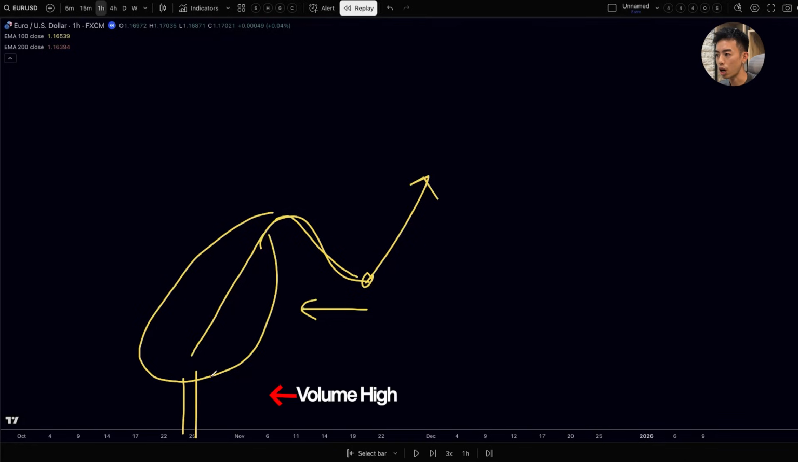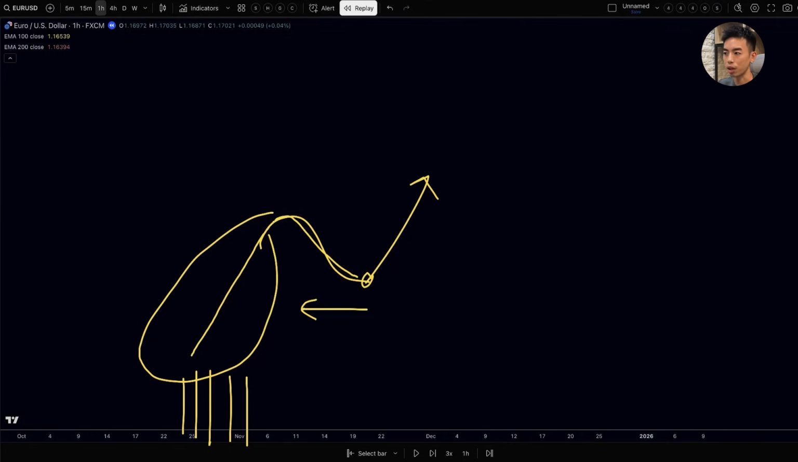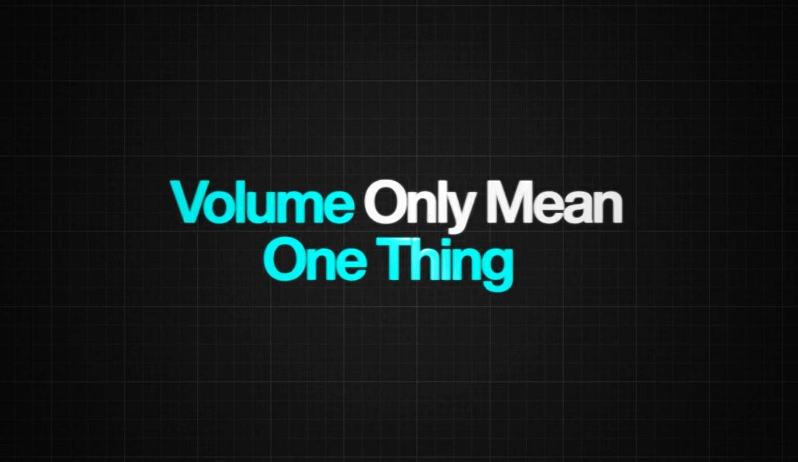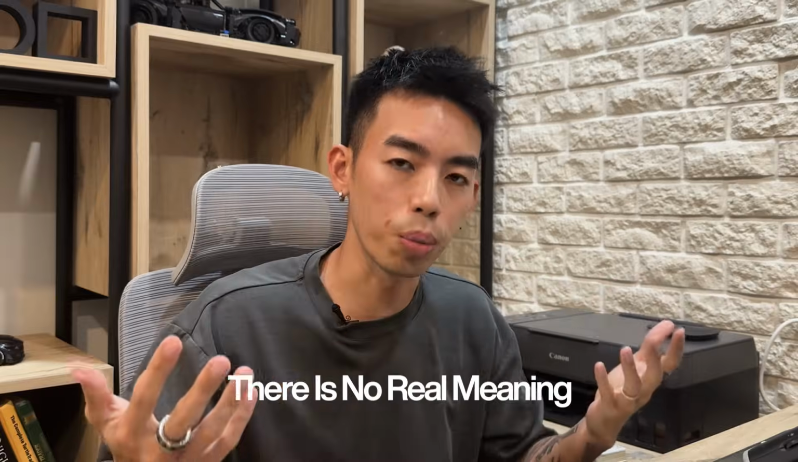When the volumes are high here, that only means one thing. They're pouring money into this market, pushing price higher. Because volume only means one thing. It means transaction in the market. For us, if we're just looking at volume itself, there's no real meaning. All we know is there is transaction going on. Is the net transaction to go up or to go down?